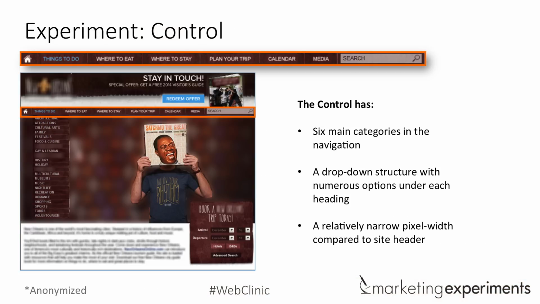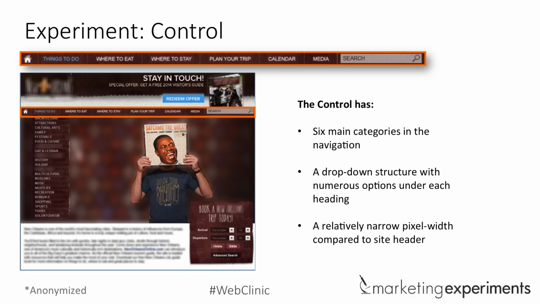So now let's take a look at the control. If you look at the control, you see the navigation at the top of the screen, and then beneath, you actually see the full picture of the entire page, or the top half of the page. What you'll notice first of all is there are 6 main categories in the navigation. You have things to do, where to eat, where to stay, plan your trip, calendar, and media. So all things you'd be interested in if you're coming to visit the city.